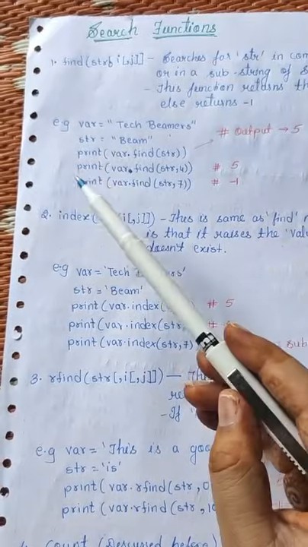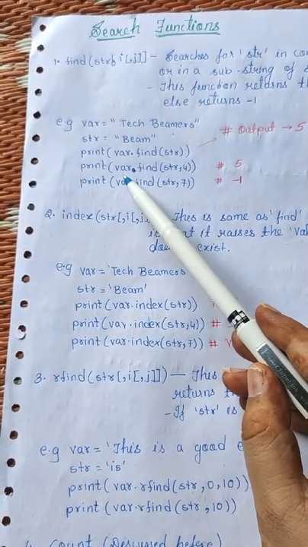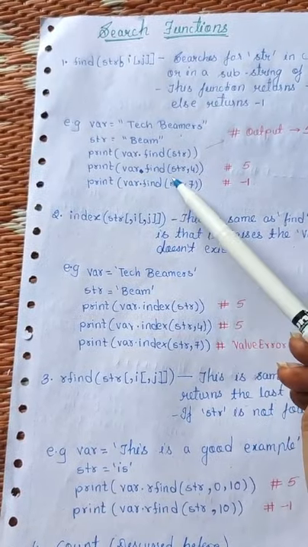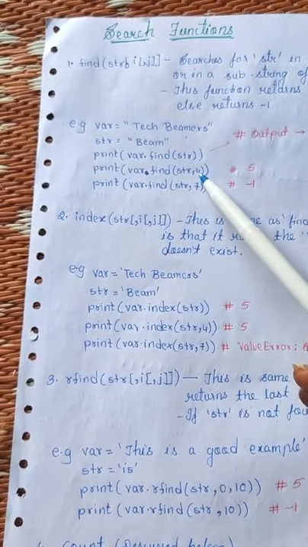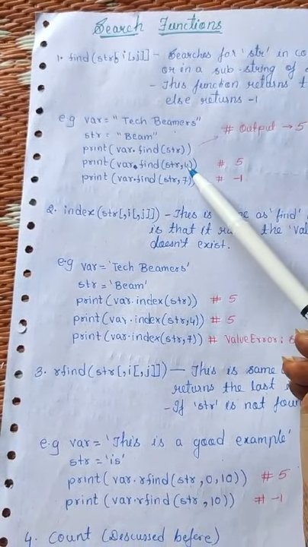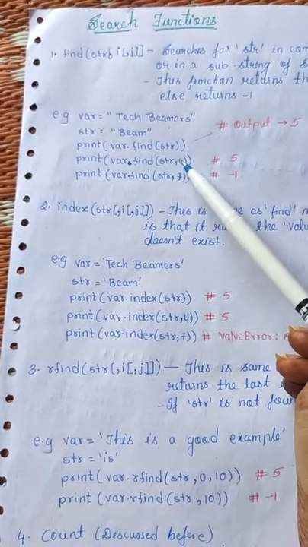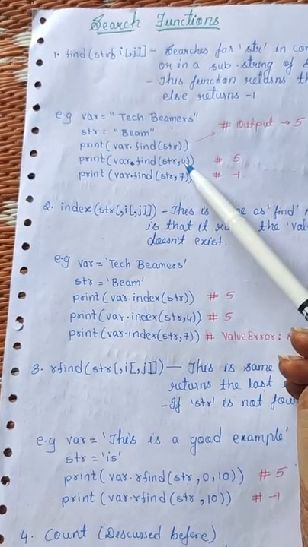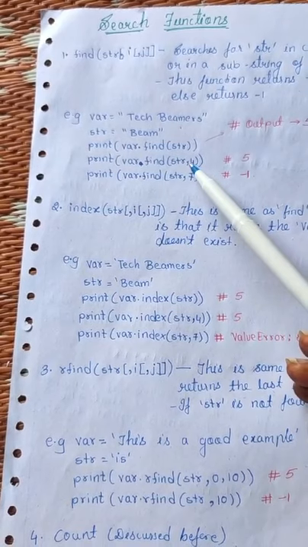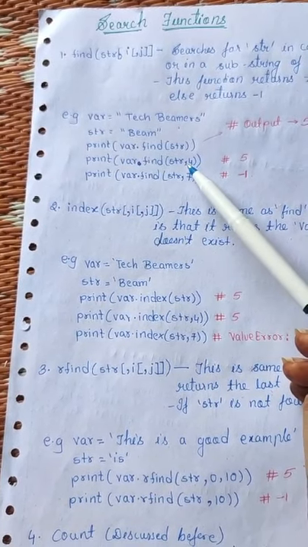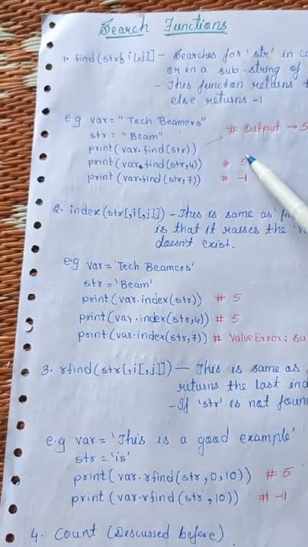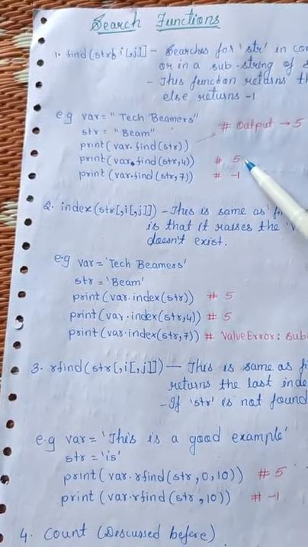Now next, again I can write the same command, var.find(str, 4). Here only one index has been given, and that index becomes the starting index. When only one parameter is passed, it is considered the starting index. So it will start searching from 4. Again, as we know, beam is at position 5, so it is going to give me 5.